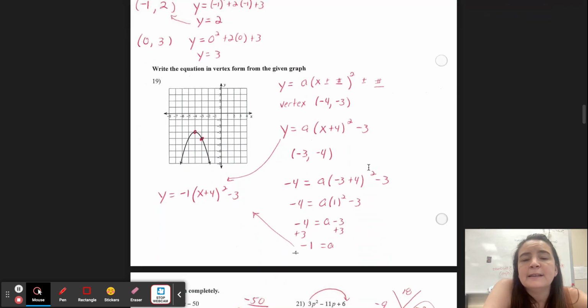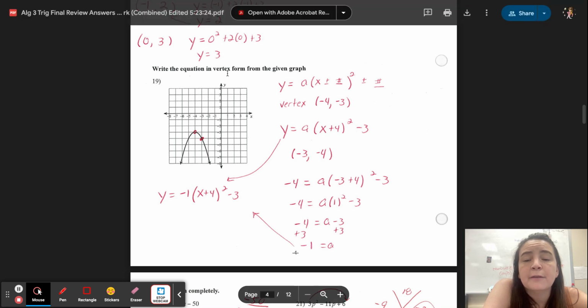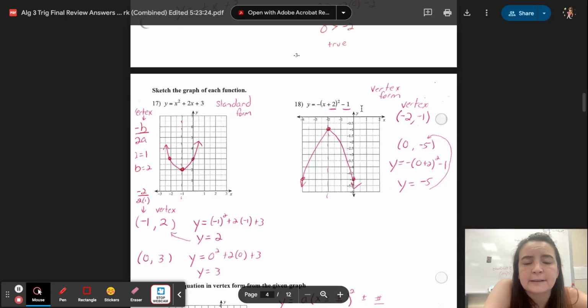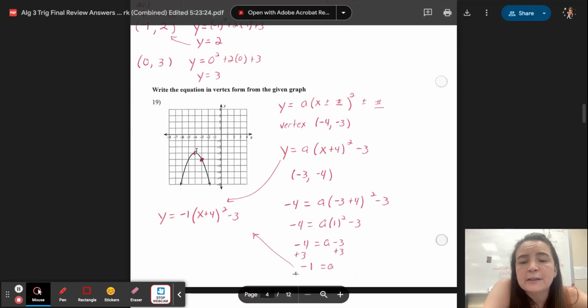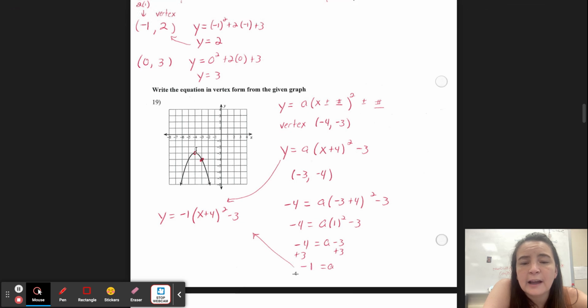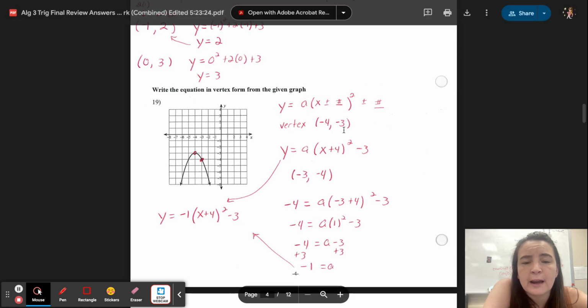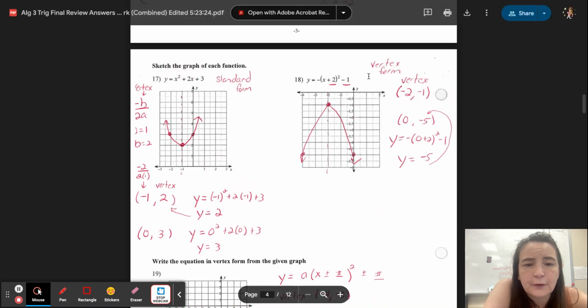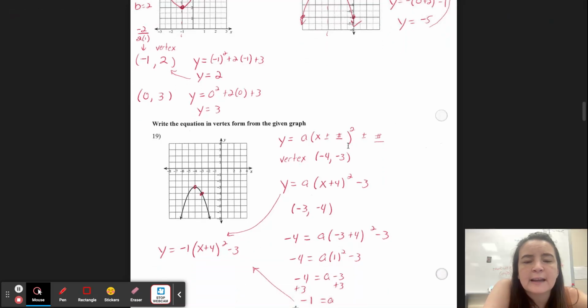All right, for number 19, they want us to write the equation, and they give us the graph. They said, go ahead and write it in vertex form, so we're using this format. The first thing we need to do is identify the vertex. The vertex is -4, -3, and we're going to plug it into this vertex form. Remember, the vertex came from the numbers that were attached in the parentheses and the one that was connected outside. So I go ahead and put it in those two places. Don't forget the one that's in the parentheses. You're going to change the sign though.